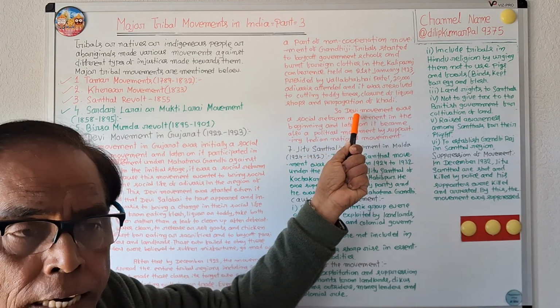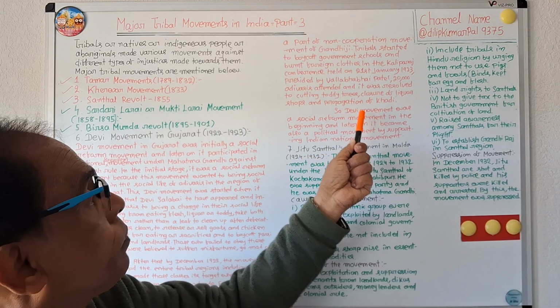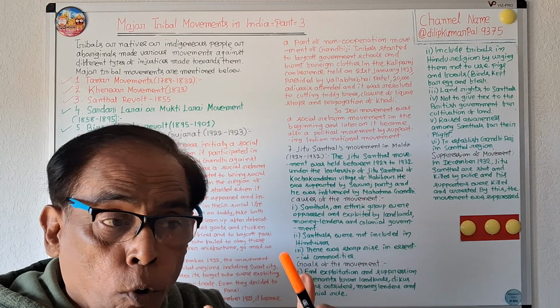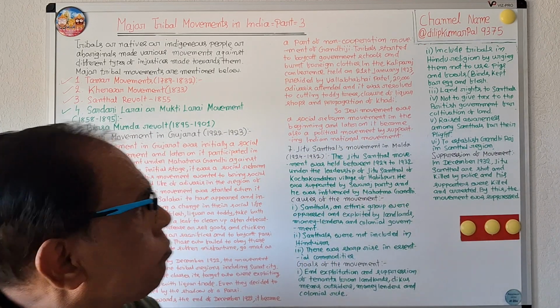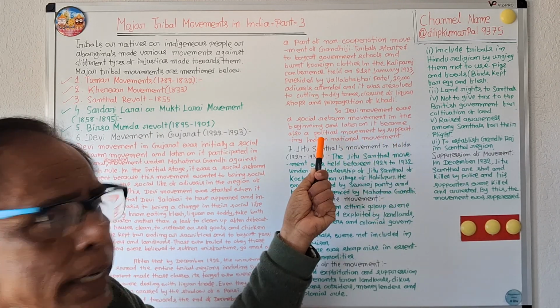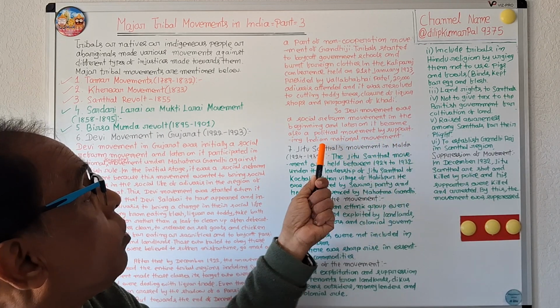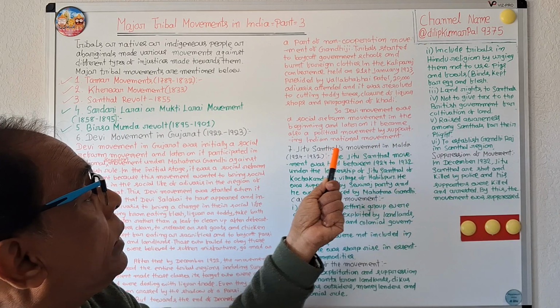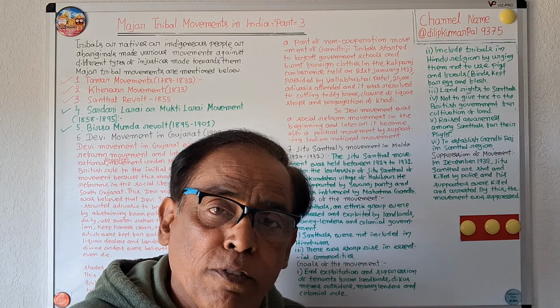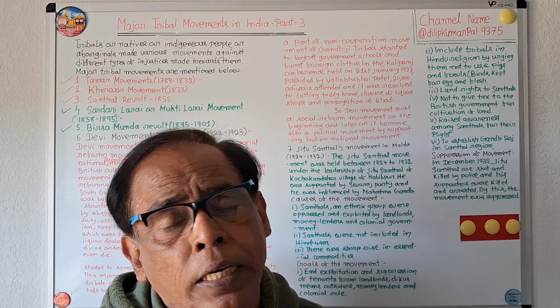It was decided to cut toddy trees, palm trees, close liquor shops, and propagate the use of khadi. So the Devi movement was a social reform movement in the beginning, and later on it also became a political movement by supporting the Indian national movement. The Devi movement of Gujarat initially was a social reform movement, later on it became a political movement.